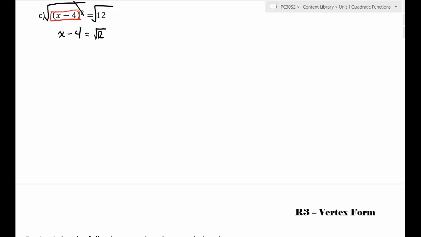Now, if you're comfortable with radicals, and it's a good thing to practice, you might be able to spot that 12 breaks down into 4 and 3. So I could even rewrite this as x, don't forget it's plus or minus, so that would actually simplify to be 2 root 3. Then I would move this 4 over by adding it. So I end up with x equals 4 plus or minus 2 root 3.